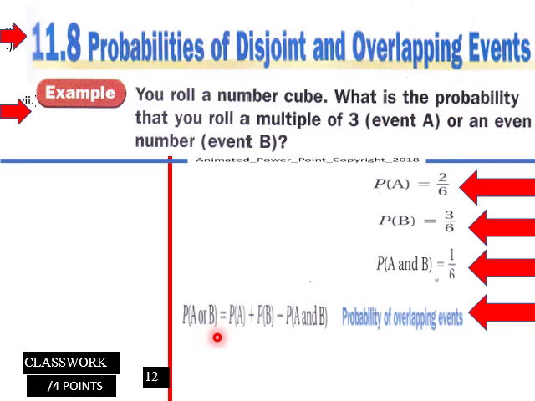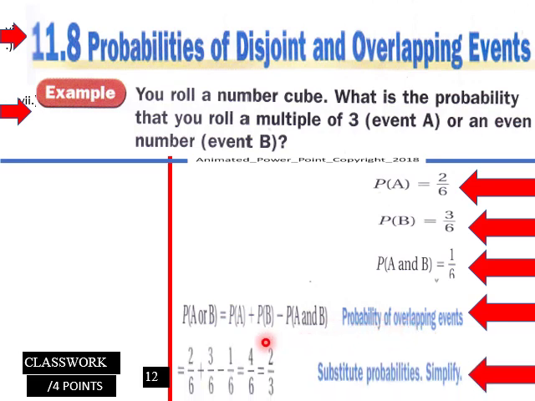So probability of A or B is probability of A plus probability of B minus probability of A and B. So this is your probability of overlapping events. And then we have 2 over 6 plus 3 over 6 minus 1 over 6. And that'd be 4 over 6, which is 2 out of 3, the probability up here.